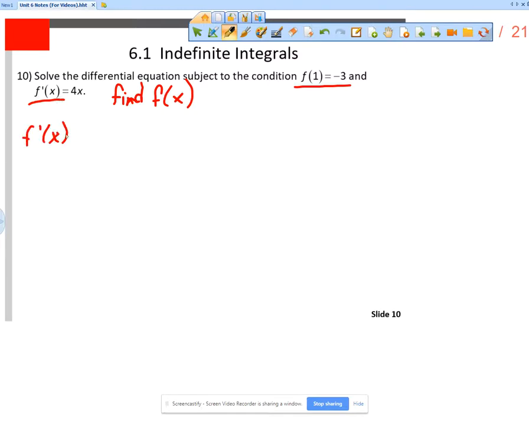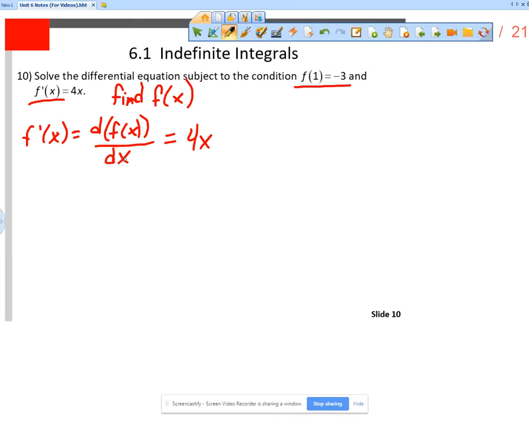So the first thing we want to realize is f prime of x is actually the derivative of f. I understand that you know that f prime means the derivative of f, but if we write d f of x dx, that is a little bit easier to understand. The derivative of f of x with respect to x is 4x. Now, why am I rewriting it like that?